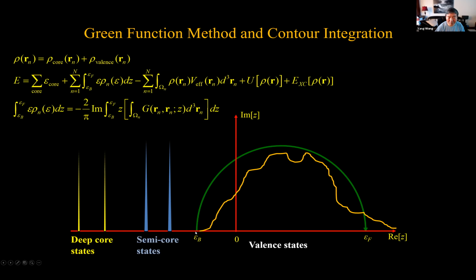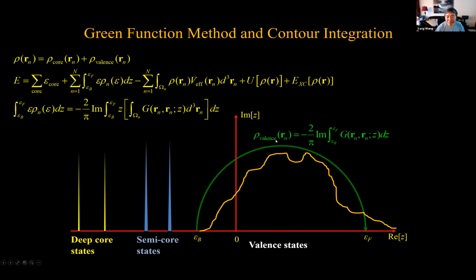Instead of integrating along the real energy axis, we integrate along the contour. Numerically it's easier to do, so we don't need many energy points to do the integration. We only need like 20 or 30 energy points on this contour to run the integration, because in the complex plane, this Green function is quite smooth.